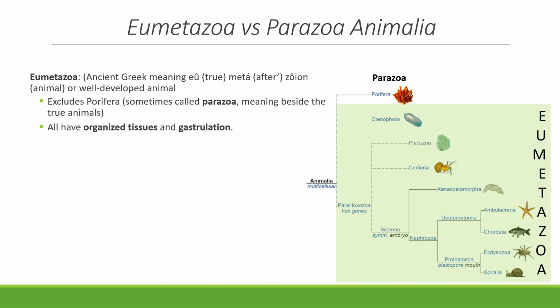Eumetazoa possess true tissues and undergo gastrulation. All diploblastic and triploblastic animals fall within the eumetazoa. This means that the evolution of organized tissues and germ layers marks the foundation of most animal diversity.